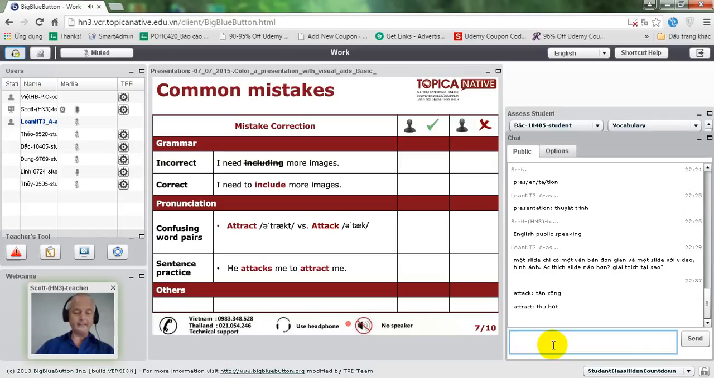Look at the sentence practice. He attacks me to attract me. Okay, he attacks me to attract me. So that's the difference. That's how you could use those words in a sentence. Okay, so please try to avoid those common mistakes that other people have made in the past. Okay? Now we're going to take a moment and we're going to take a look at ways that I can help you when it comes to your pronunciation. So let's see what I know. Let's go to our assessment page now.